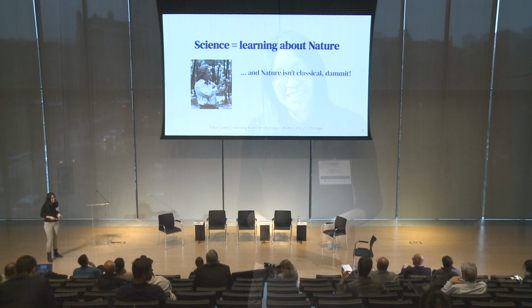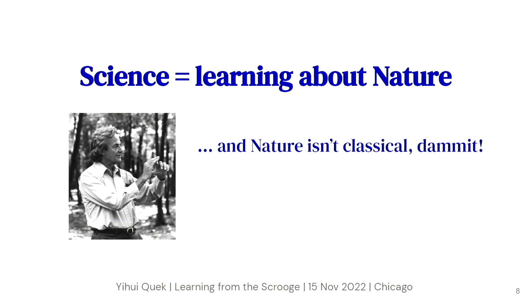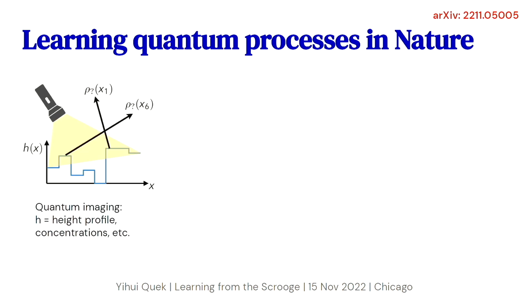And the fact is that nature isn't classical, and this was famously enshrined in a quote by Richard Feynman. And today I'm going to argue that not only is nature not classical, it also behaves as a Scrooge, which means that you have very little control over nature, and you basically have to work with what you get. So the first work I'm going to talk about is a very recent paper that, in fact, appeared just one week ago. It's entitled Learning Quantum Processes Without Input Control, and it's with this fantastic bunch of collaborators.